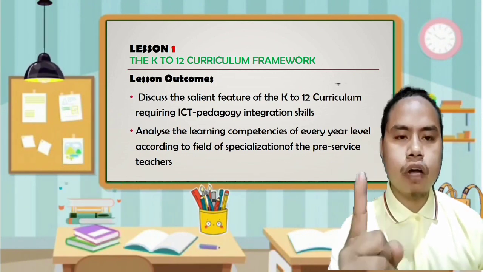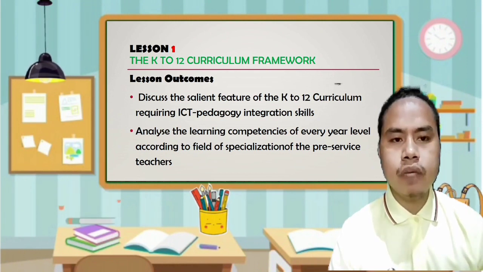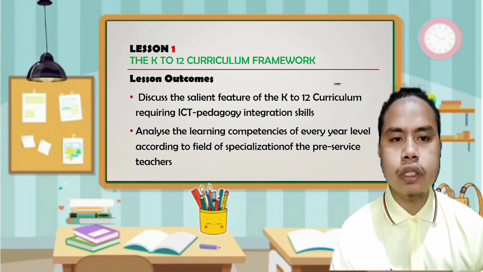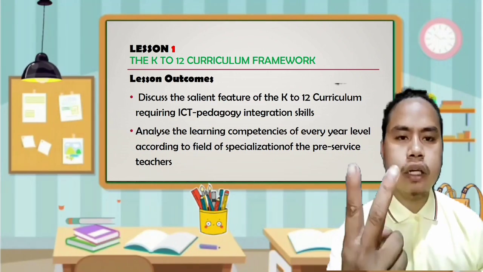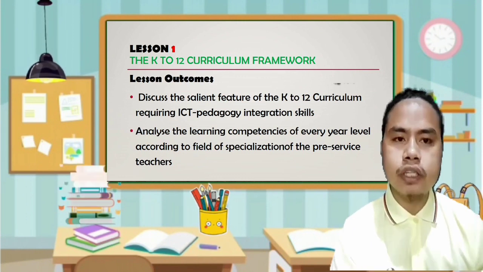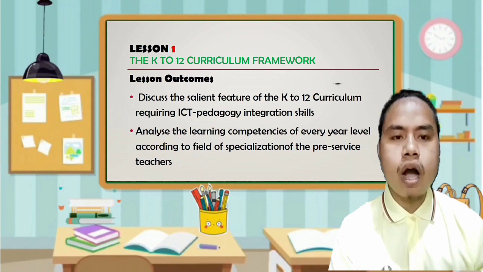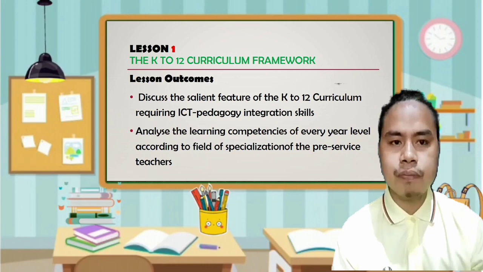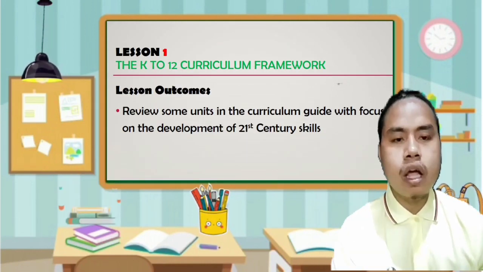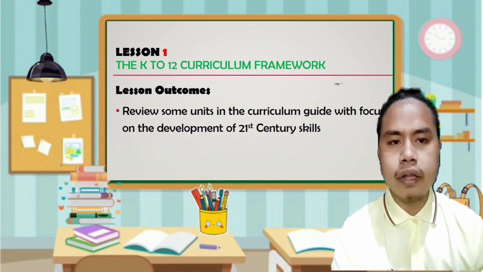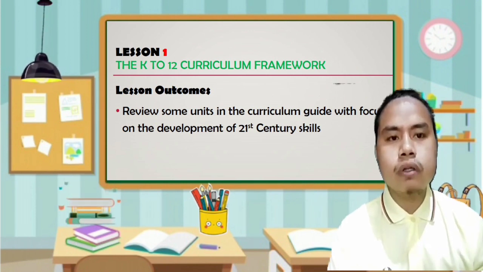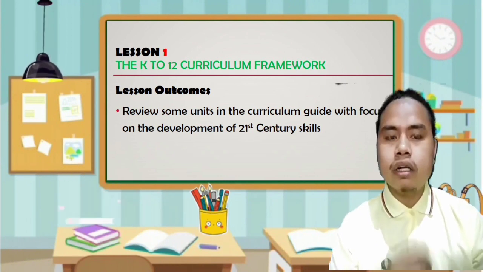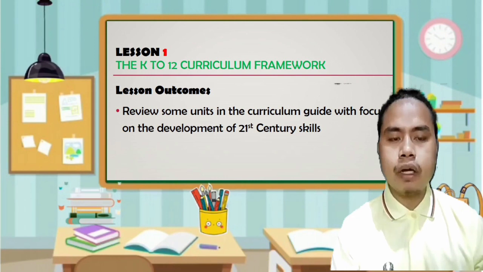The first lesson outcome is to discuss the salient features of the K-12 curriculum requiring ICT-pedagogy integration skills. Second is to analyze the learning competencies of every year level according to the field of specialization of the pre-service teachers. Third and lastly is to review some units in the curriculum guide with focus on the development of 21st century skills. Those are the lesson outcomes of this topic.